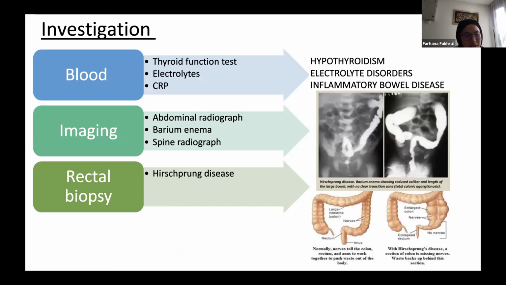So for investigations, since I said earlier that if it's functional constipation, usually we don't investigate, but if we suspect an organic cause, then we can do blood investigation, imaging, and rectal biopsy. This is to rule out hypothyroidism, an electrolyte disorder, or IBD. For the imaging, a barium enema to rule out Hirschsprung disease, a spine radiograph to rule out any spinal abnormalities, and a rectal biopsy for Hirschsprung disease.